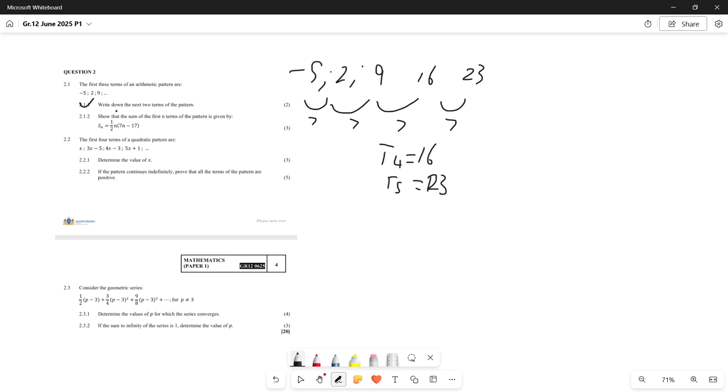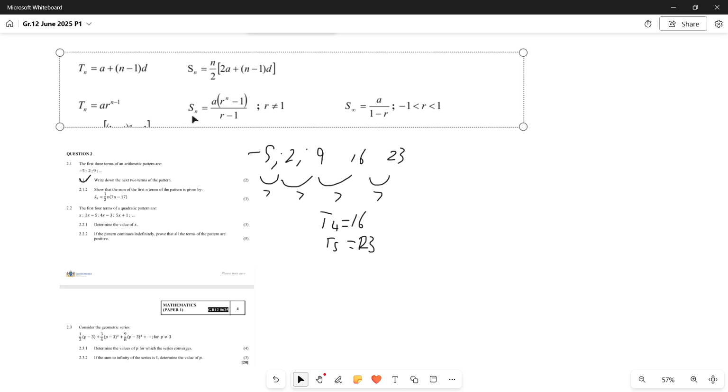So 2.1.2, show that the sum of the first n terms of this pattern is given by this. Okay, so this is our Sn. Our formula here for our series is this one up top for an arithmetic. This one over here is for geometric, that is not to infinity, and this one here is later for our series all the way up to infinity.